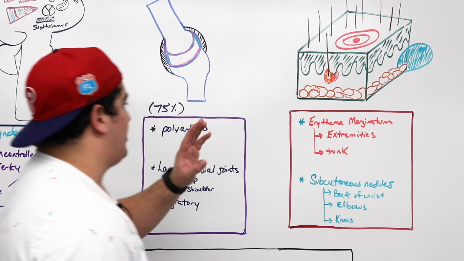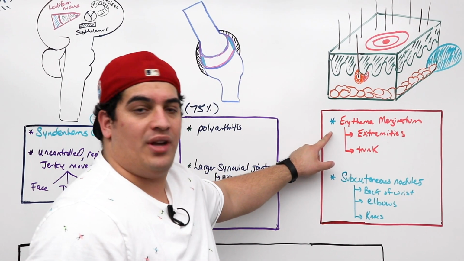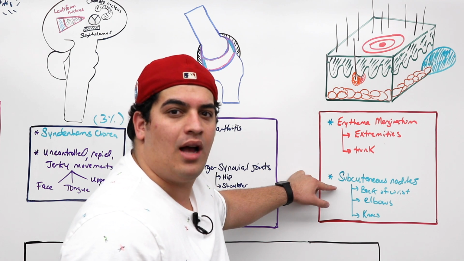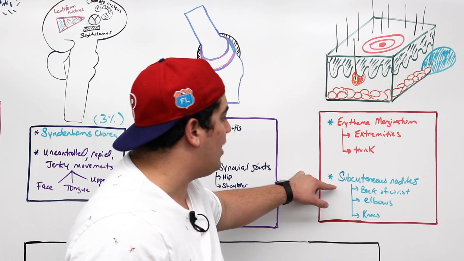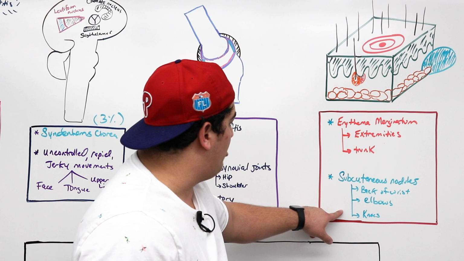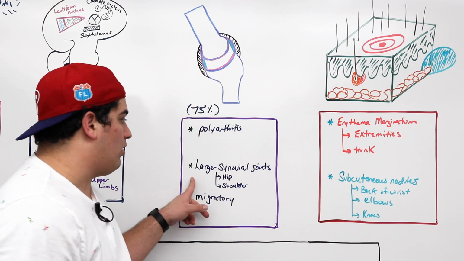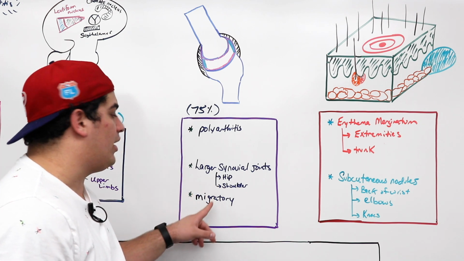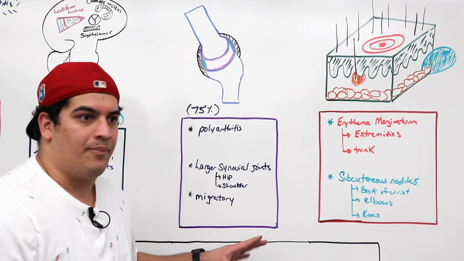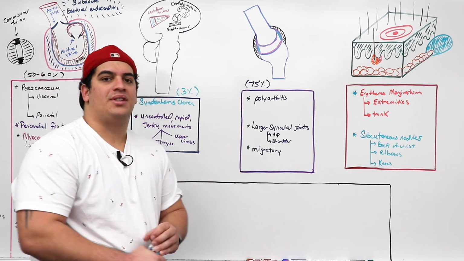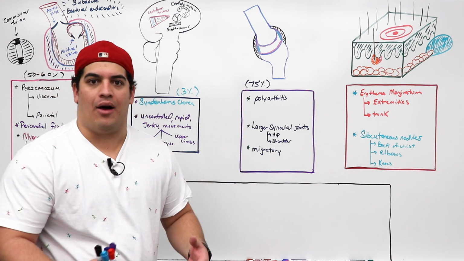So you're going to see your skin lesions, erythema marginatum, which are going to appear in the extremities and the trunk, the subcutaneous nodules, which are going to be collagen deposits that can be attaching to the fascia, underlying bone, back of the wrist, elbows, knees. Your polyarthritis is another important one, which can affect the larger synovial joints, hip, shoulder, and again, remember that it's migratory.